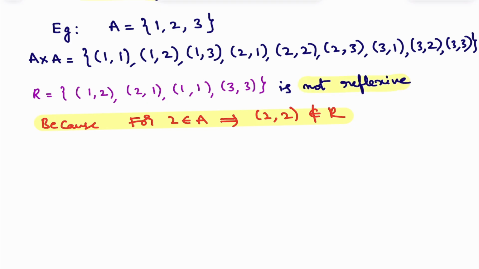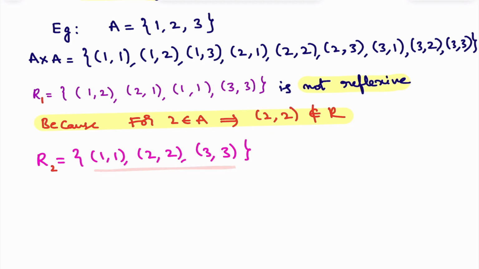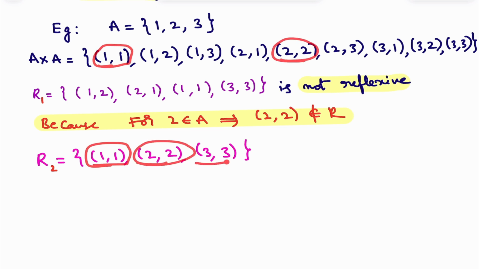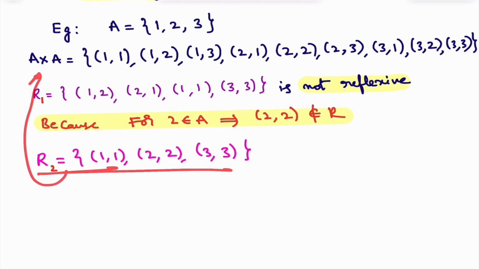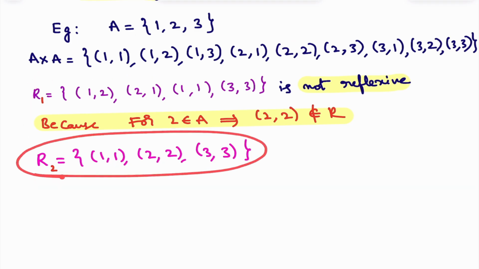I hope you understand. Now, I'll name this relation as R2. You observe, is it a relation on A? We say R is a relation on A when R is a subset of A cross A. Is 1 comma 1 there in A cross A? Yes. Is 2 comma 2 there in A cross A? Yes. Is 3 comma 3 there in A cross A? Yes. So this is a subset of A cross A. So the first point is it is a relation on A.